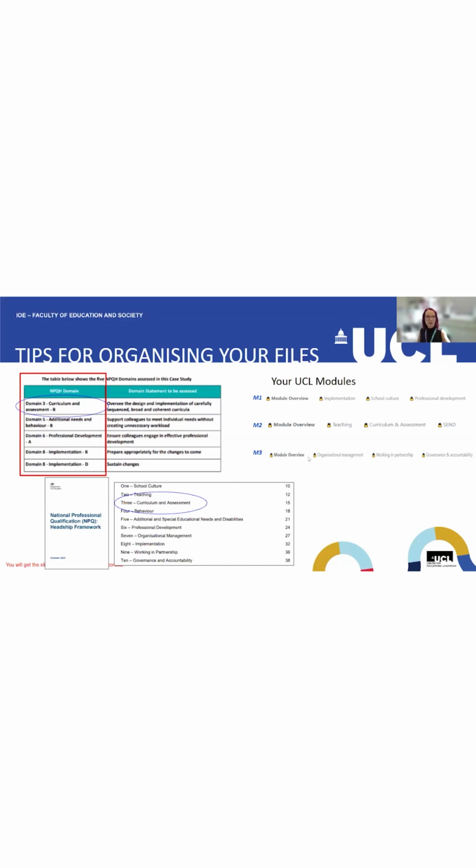So for example, if we start with domain 3 and domain 1 is teaching, I'm just going to label them there. Sorry, domain 2 is teaching. You can see there, domain 3 is here in module 2, curriculum and assessment. I'm not being assessed on school culture. I'm not being assessed on domain 2, which is teaching. And I'm not being assessed in anything to do with module 3. So I can get rid of all of those out of my folder.